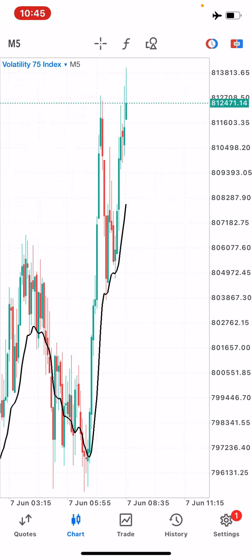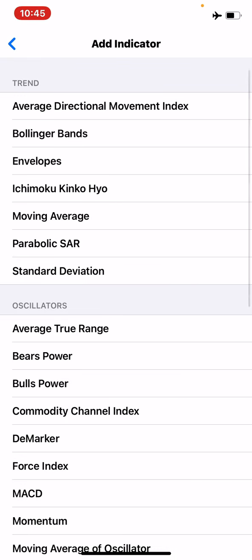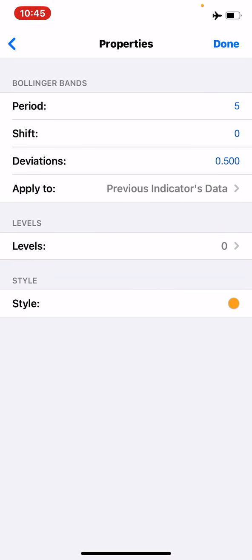The next indicator that I need is the Bollinger Bands, and it is going to have the following settings. It is going to have the following properties: a period of 5, a shift of 0, deviations of 0.5, apply to previous indicator's data, and then the styling, I've chosen the color orange because I really want my charts to be bright and visible. So you can pick any color which is not that dull and install it.